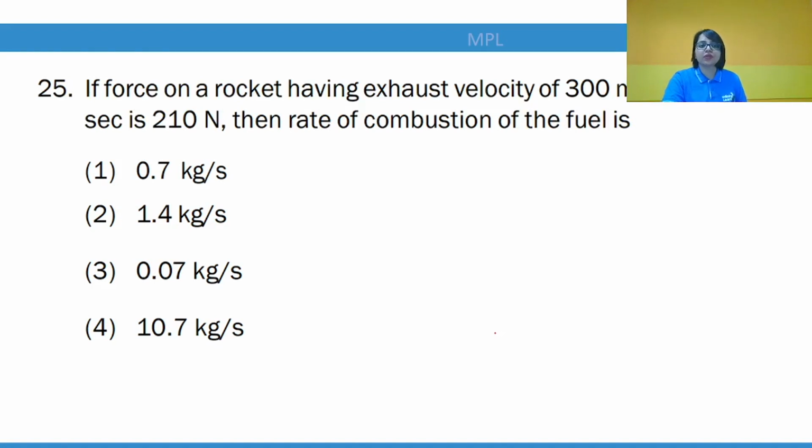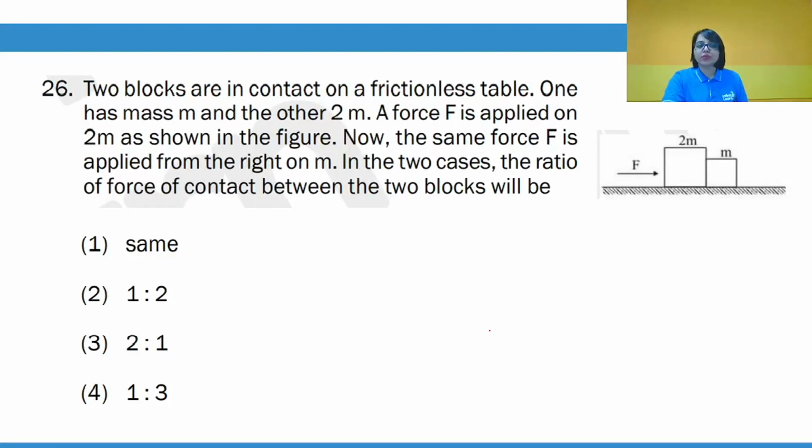Next is question number 25. If the force on a rocket having exhaust velocity of 300 meter per second is 210 Newton, then the rate of combustion of the fuel is? So dm by dt into velocity is equals to force, that is 210. So dm by dt will be 210 divided by 300, that is equals to 0.7 kilogram per second, which is option 1.